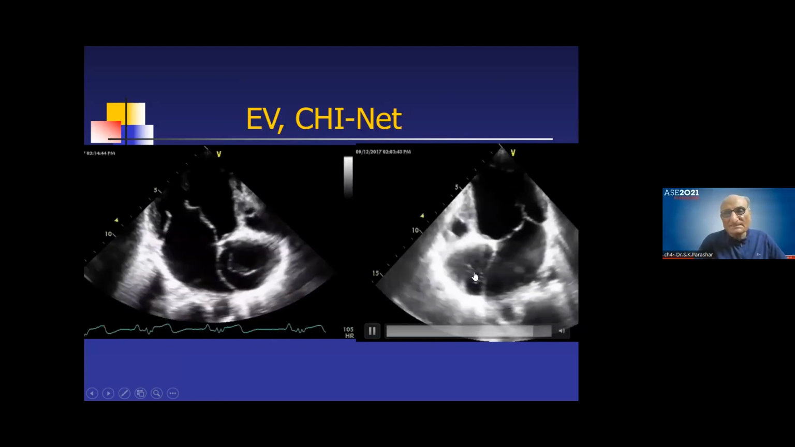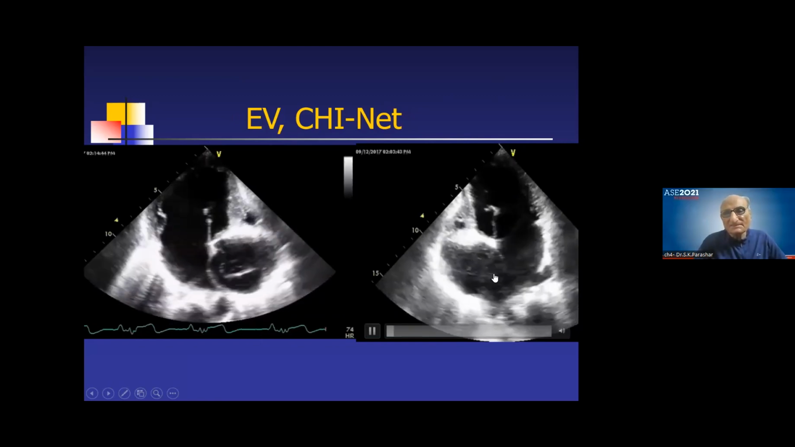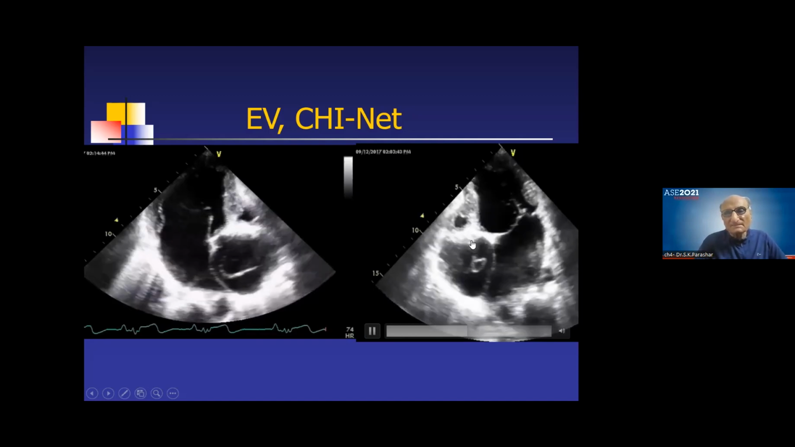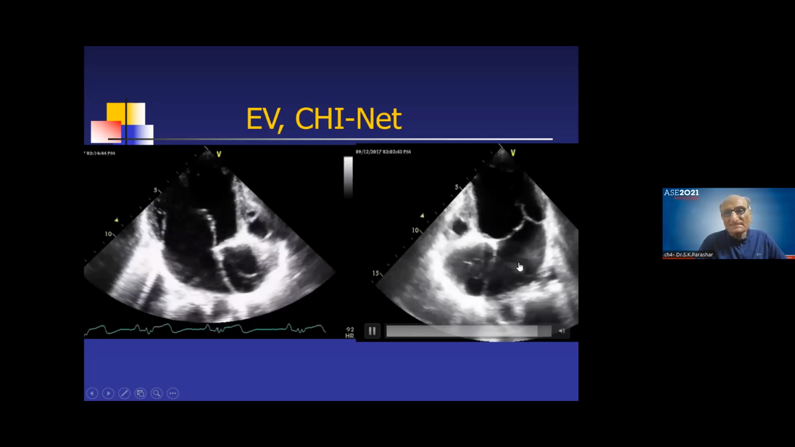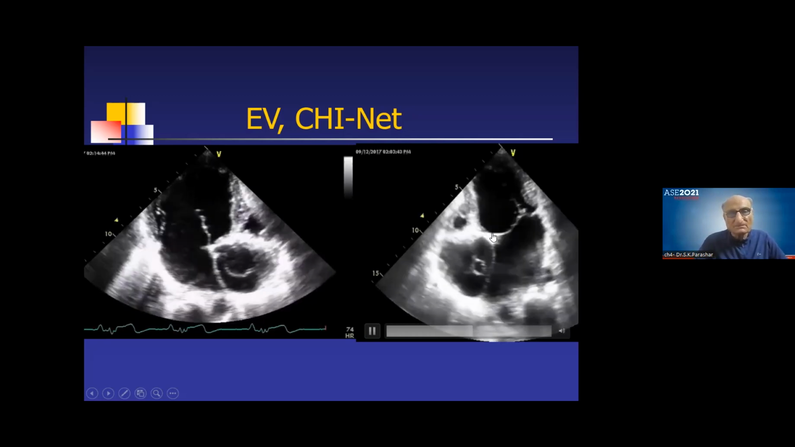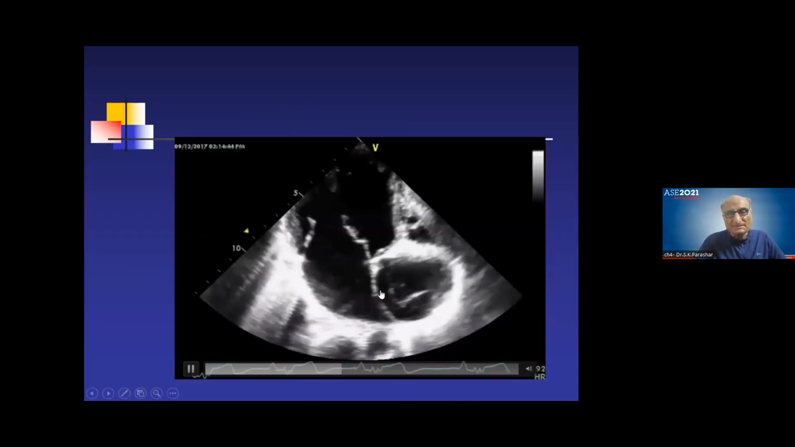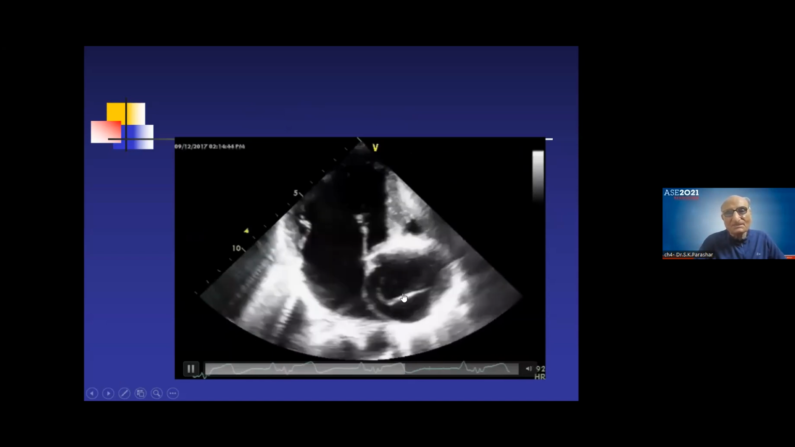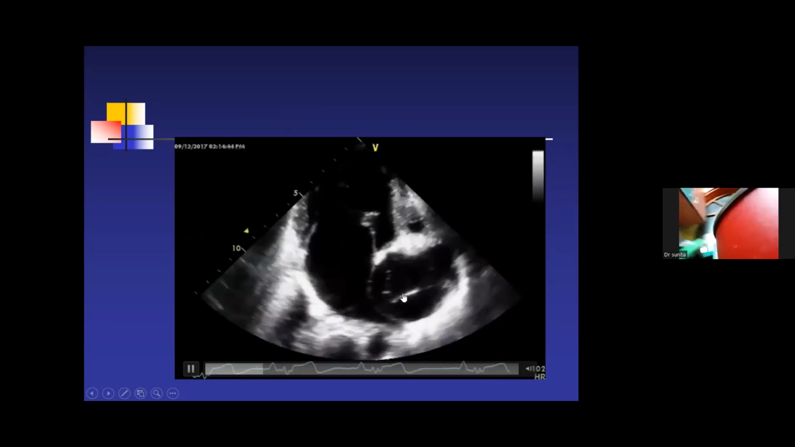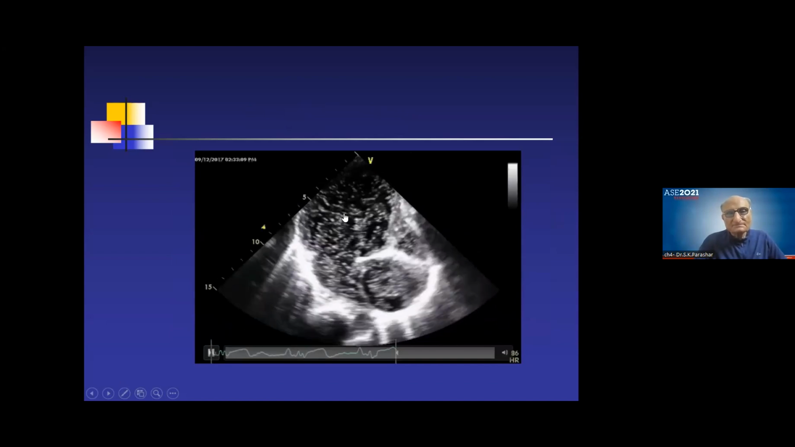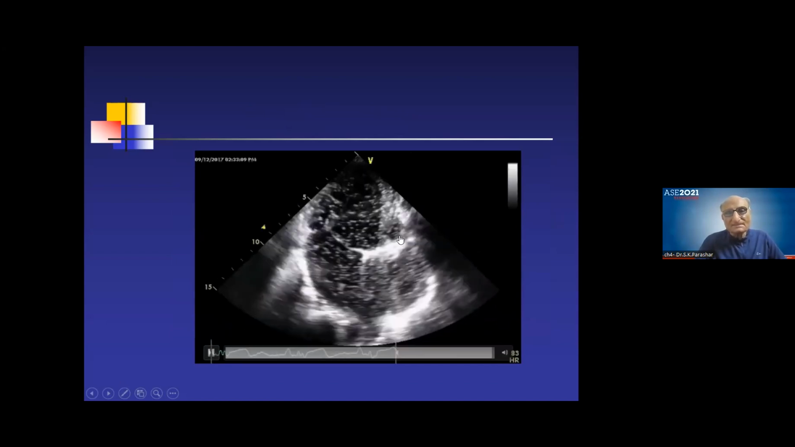Again you see the RA, which is enlarged. There is a hypoplastic right ventricle, absent tricuspid valve, and a single main ventricle. Again, it looks as if the septum is intact. So what we do is give a contrast. You see it goes into RA, LA, LV, and the ventricle. So it shows both an ASD and a VSD.